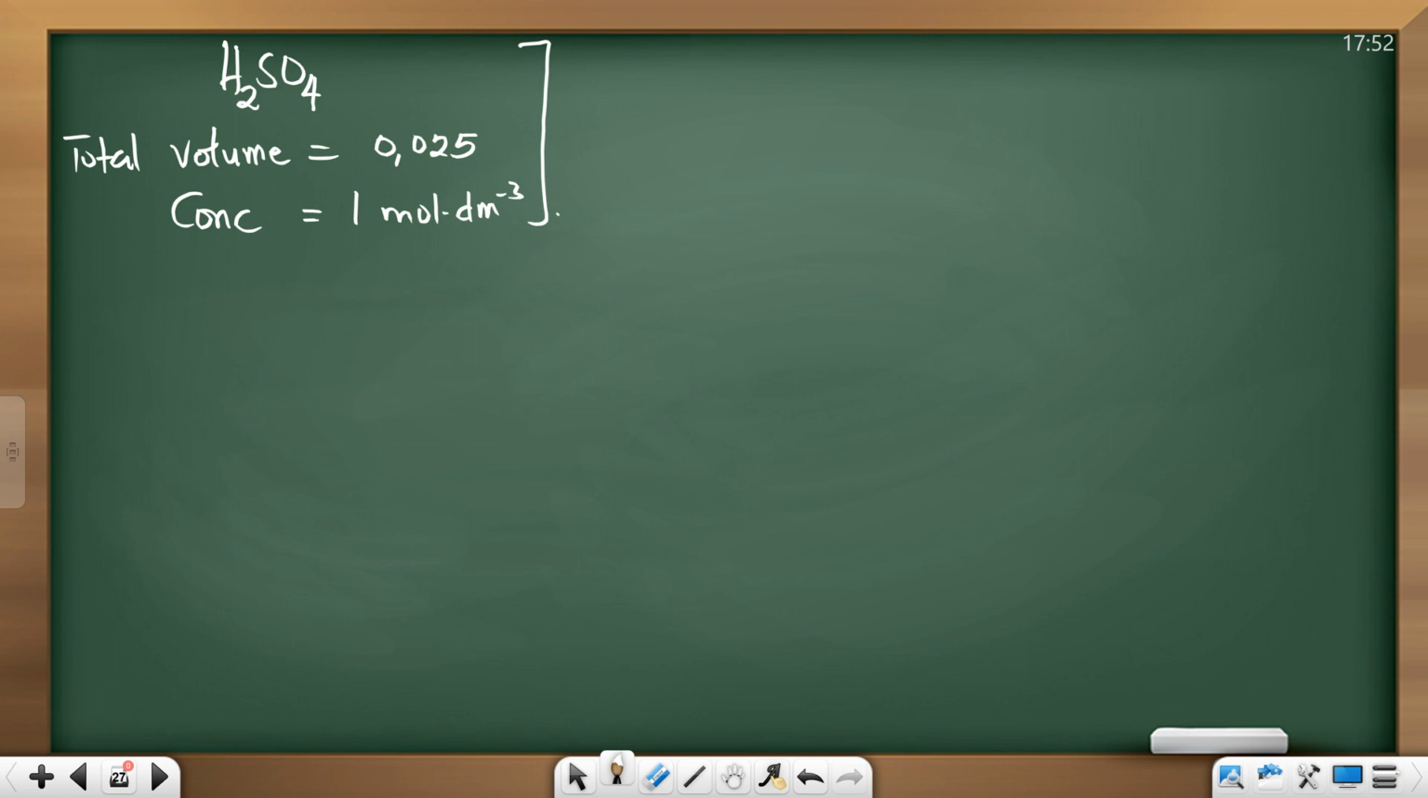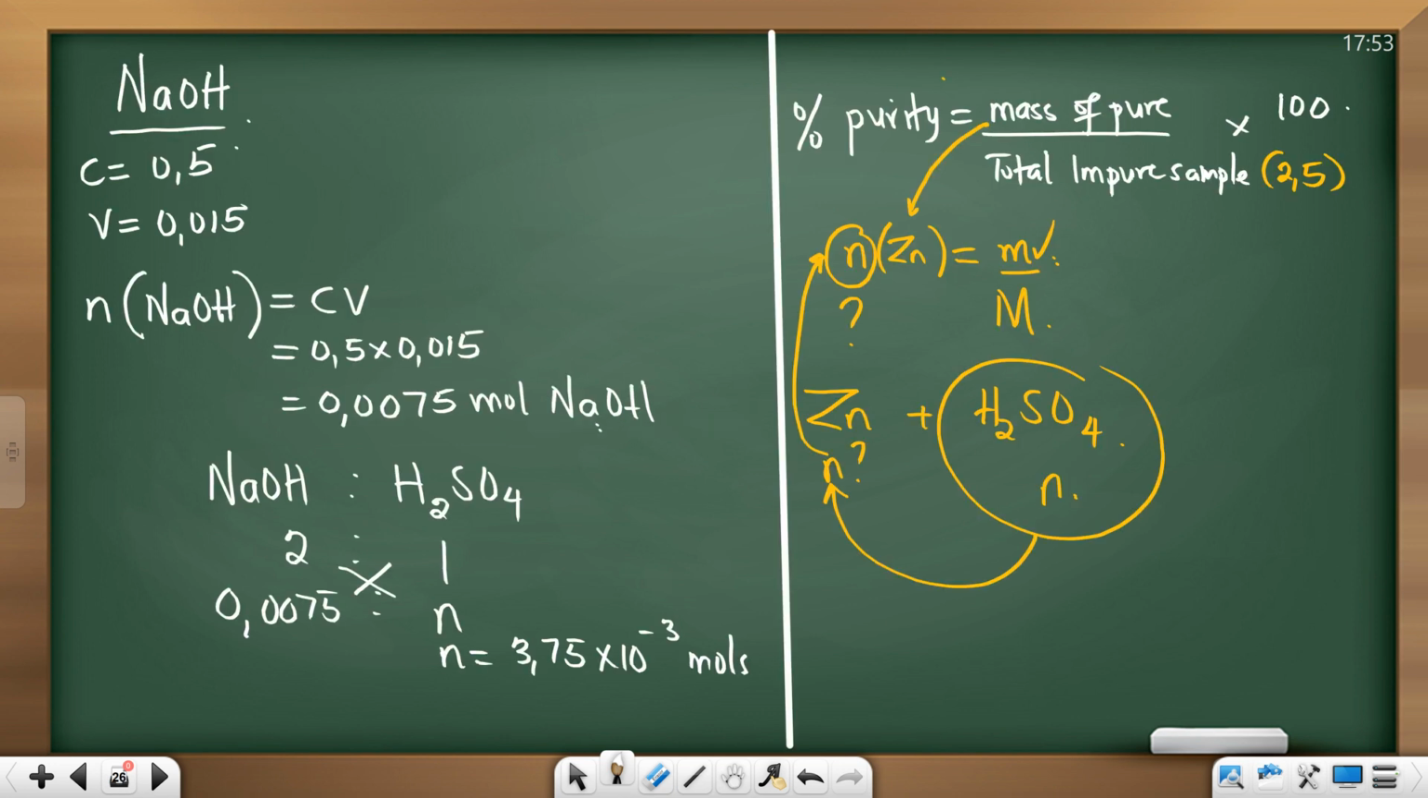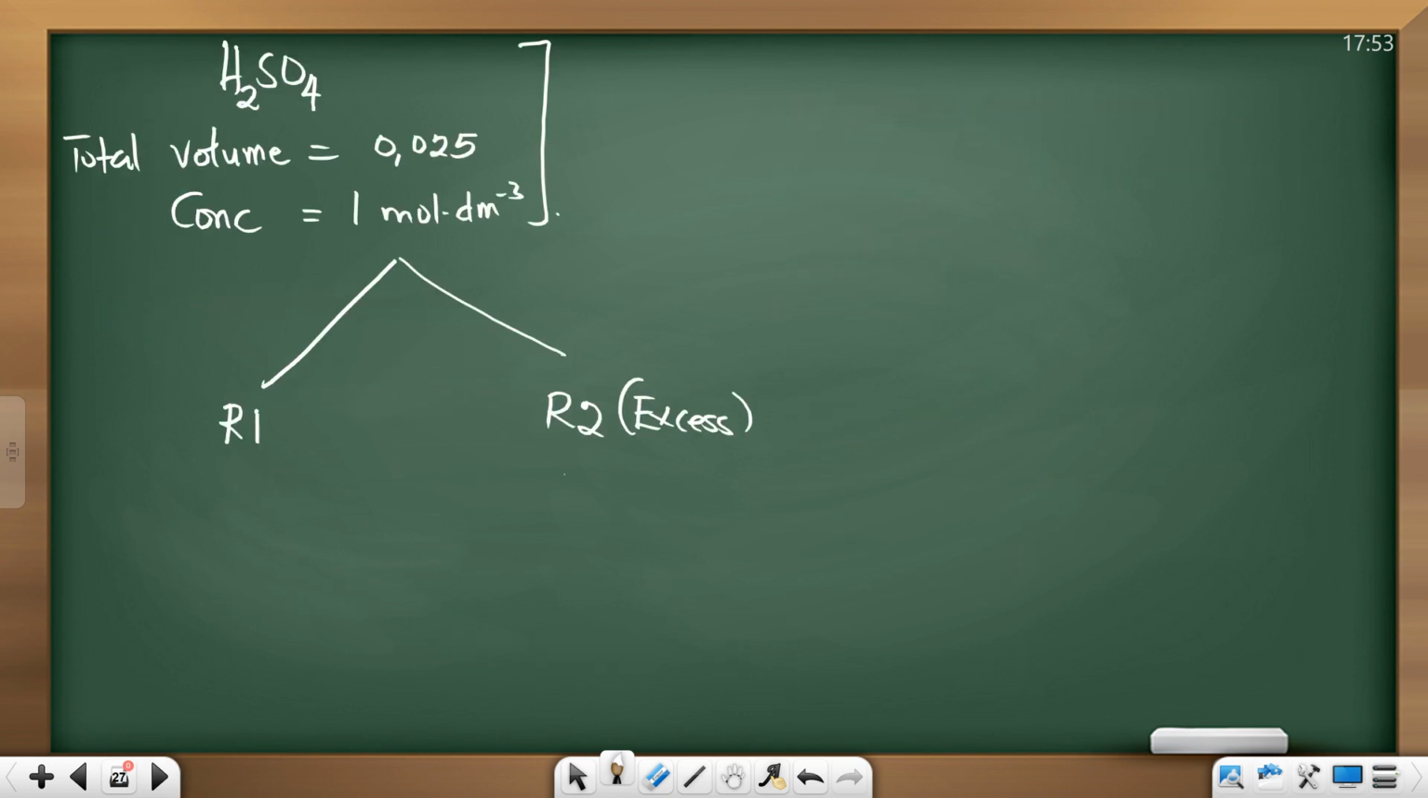Are we okay? But this thing was split into 2 reactions. Reaction 1, and in reaction 2, we're talking about the excess from reaction 1. We got something earlier on. What did we get? We got the number of moles in excess. What is it? 3.75 times 10 to the power. I want you to see if you understand this thing. If I add the number of moles in excess plus the number of moles in reaction 1, I should get the original number of moles.